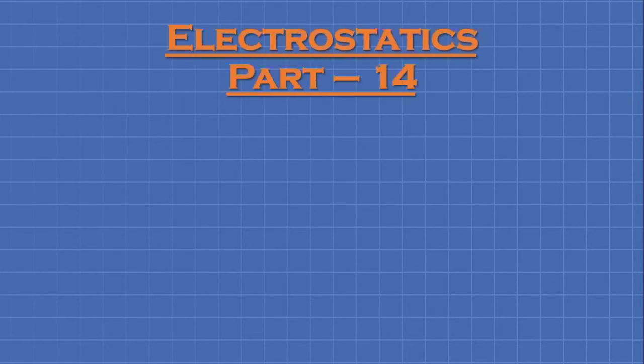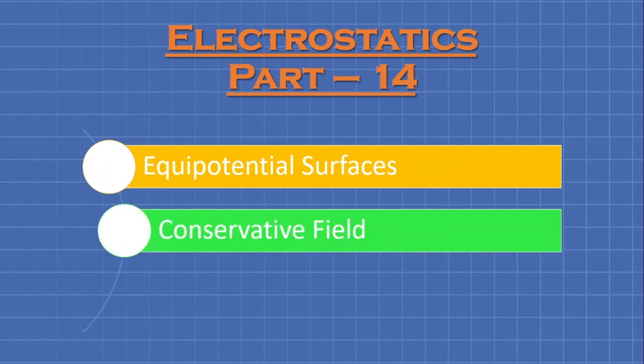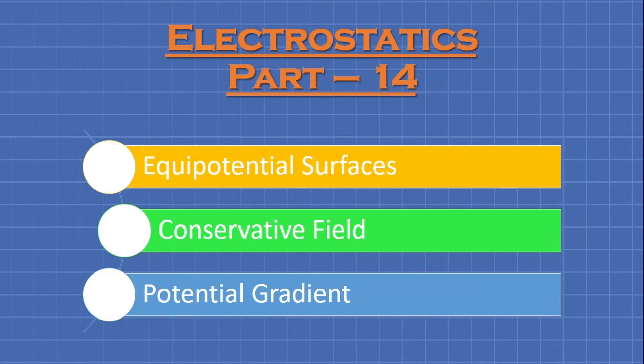So in the previous video we have learned the concept of potential due to different charge distribution. Now in today's video we are going to learn about equipotential surfaces, then conservative fields and potential gradient. All these three concepts are very essential and important as far as the study of electrostatics is concerned.